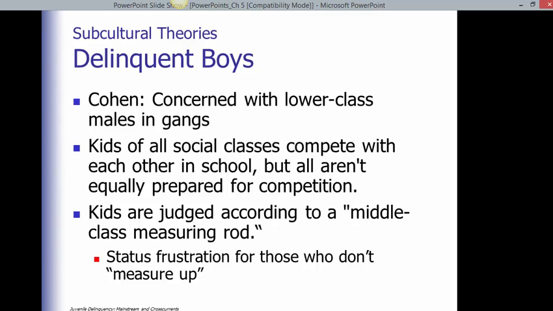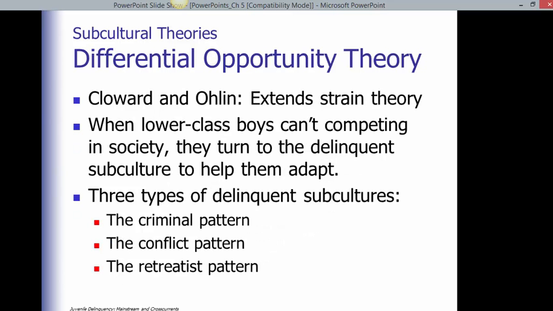Delinquent Boys. Cohen suggests concerns with lower class males in gangs are an issue. Kids of all social classes compete with each other in school, but all aren't equally prepared for competition. Kids are judged according to their middle class measuring rod. Status frustration for those who don't measure up.